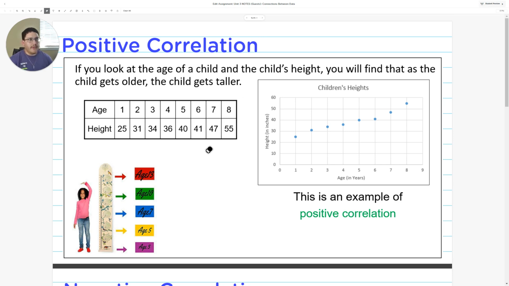Okay, here's an example of something for positive correlation. If you look at the age of a child and the child's height, you will find that as the child gets older, the child gets taller. And that's generally true. So starting from age 1 all the way up to age 8, look at the height values. 25, 31, 34, 36, and we'll say this is all in inches. 40, 41, 47, 55. If we graph this in a scatter plot, then we can see that from 1 to 8, these heights are getting bigger and bigger and bigger. This is an example of a positive correlation.